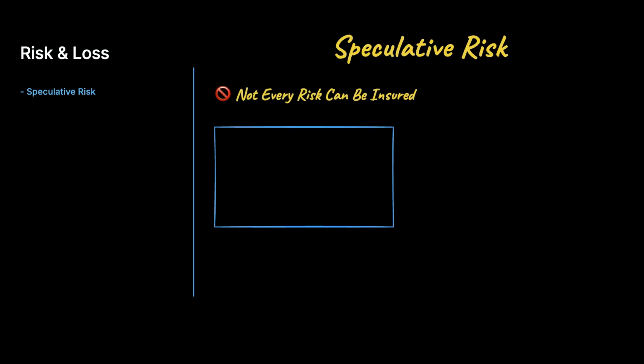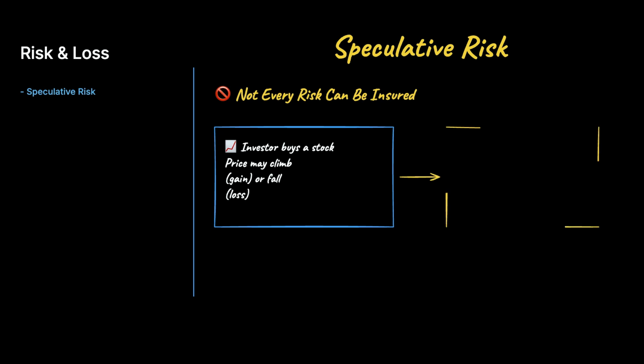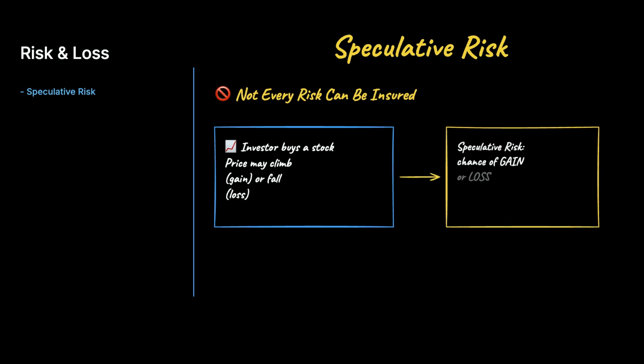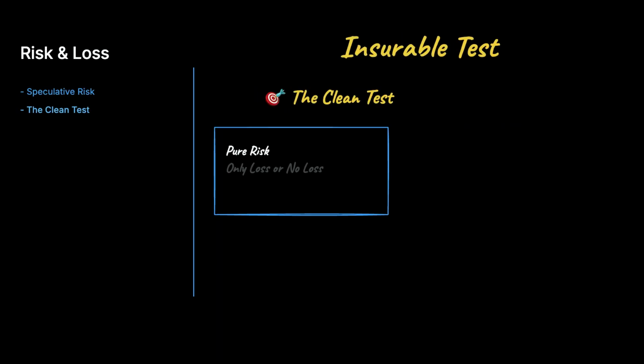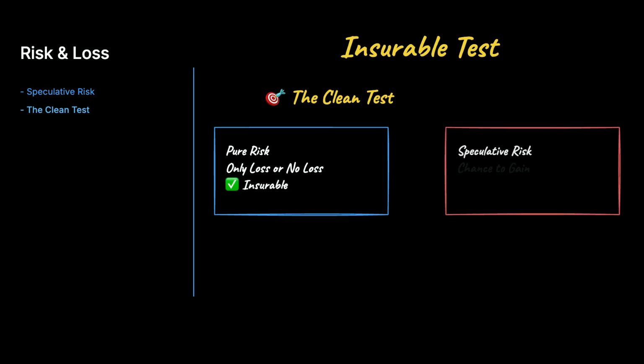Open the next idea with the mistake I see most often. Someone reads the word risk and assumes every risk can be insured. It cannot. Picture an investor buying a stock hoping the price climbs, but knowing it could fall. That carries a real chance of gain and of loss. We call it speculative risk, and no insurer covers it. Why the hard line? Because insurance restores people after misfortune, it does not bankroll bets.